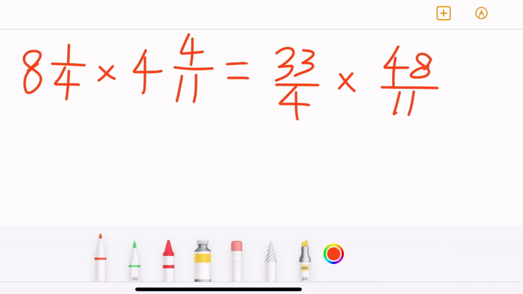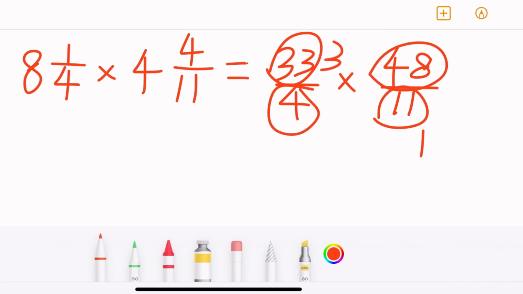And then 33 and 11 are going to cancel down. 11 will become 1, and 33 will become 3. 4 and 48 will cancel down. 4 will become 1, and 48 divided by 4 is 12. And that will give us 3 multiplied by 12. That is 36. And we're done. That's our final answer because the denominator is 1.